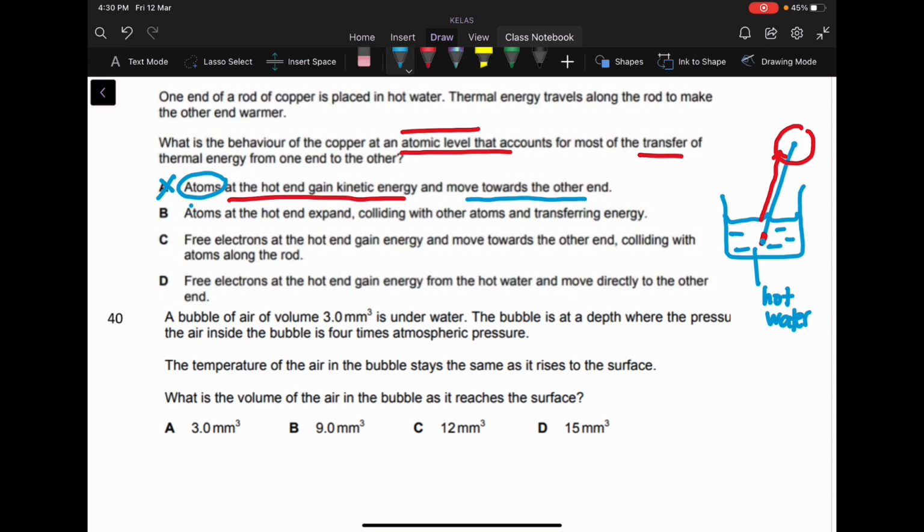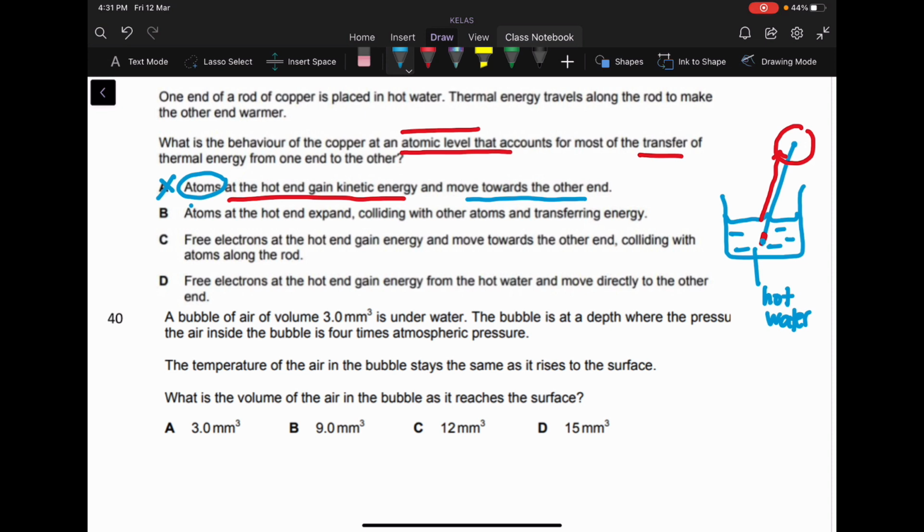Then B, atoms at the hot end expand, colliding with other atoms and transferring energy. Okay, right. And then C, free electrons at the hot end gain energy.